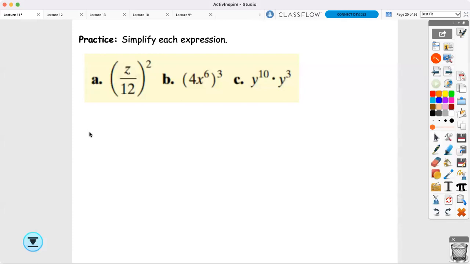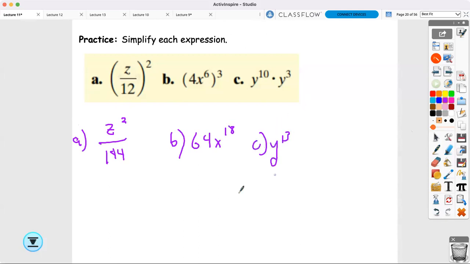All right, guys, let's share for C. What do we get for C? Excellent, guys. I'm so glad to see everyone added and didn't multiply. Good catch on that. I'm going to write these answers on the slide for video purposes. So for A, we should have gotten z squared over 144. For B, we should have gotten 64x to the 18th. And for C, we should have gotten y to the 13th. Any questions on these practice problems before we move on?